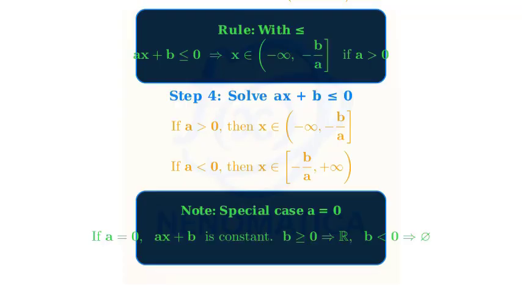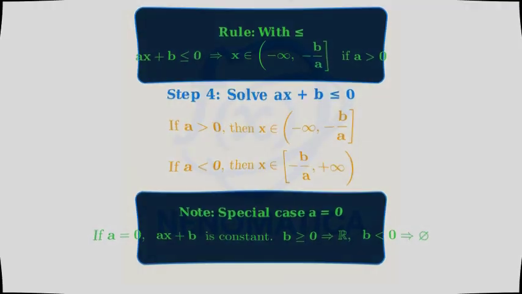The statement is always true. The solution is all real numbers. When b is negative, the statement is always false. The solution set is empty.